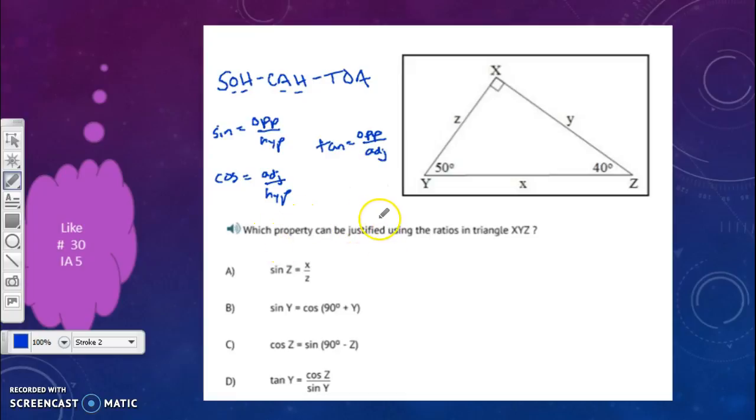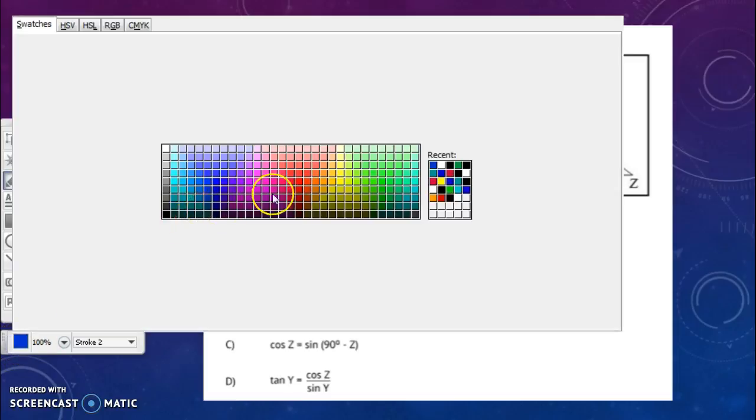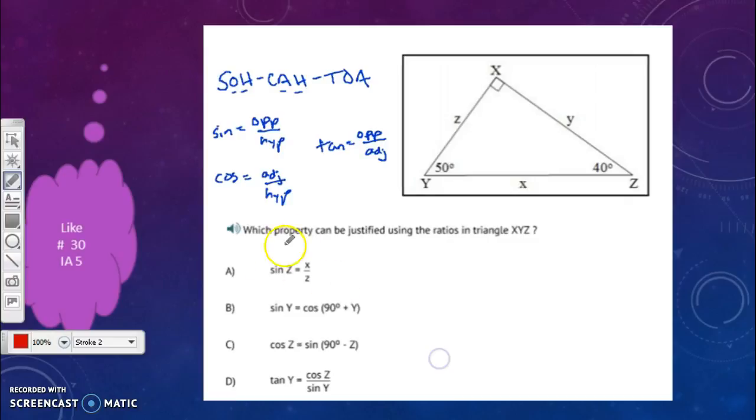Which property can be justified using the ratios in triangle XYZ? Well, this is kind of a funny way to ask this question. I don't believe we did any quite like this, so let's take a look.